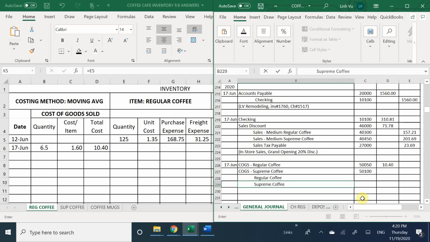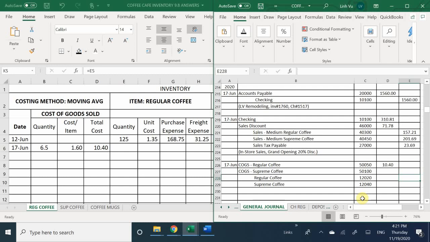Okay, I believe the regular coffee account is, I have it right here, hang on one second. Regular coffee is 12,020. And my Supreme coffee, sorry, I'm typing it in, is I think 40. Yep, 12,040. Good.